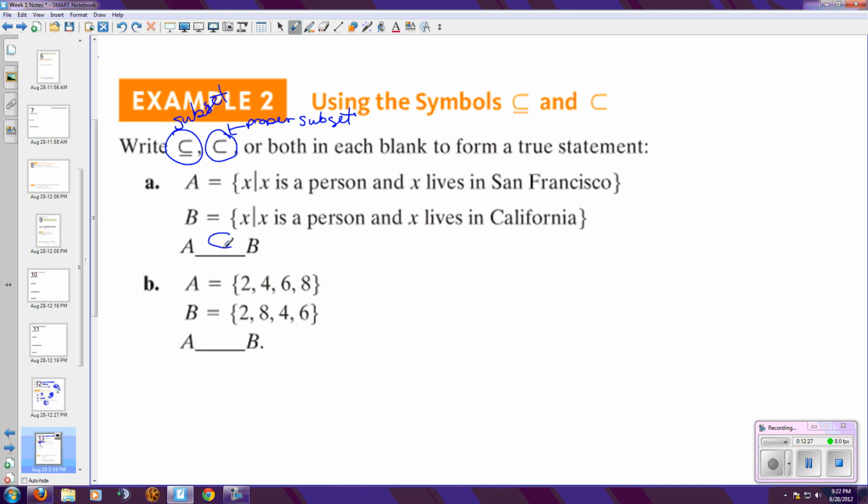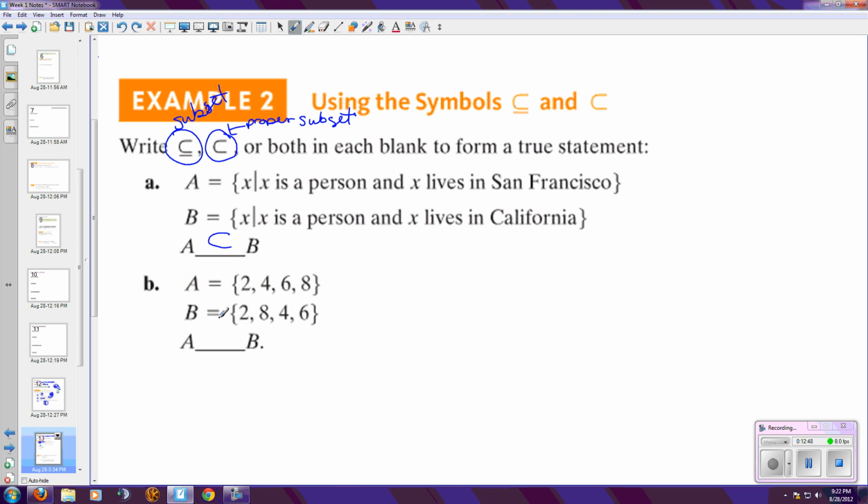I'm trying to think of a good way to describe this. Just because people live in San Francisco, they must also live in California. However, they're not necessarily going to live in other towns. Now, that one is quite a bit trickier.